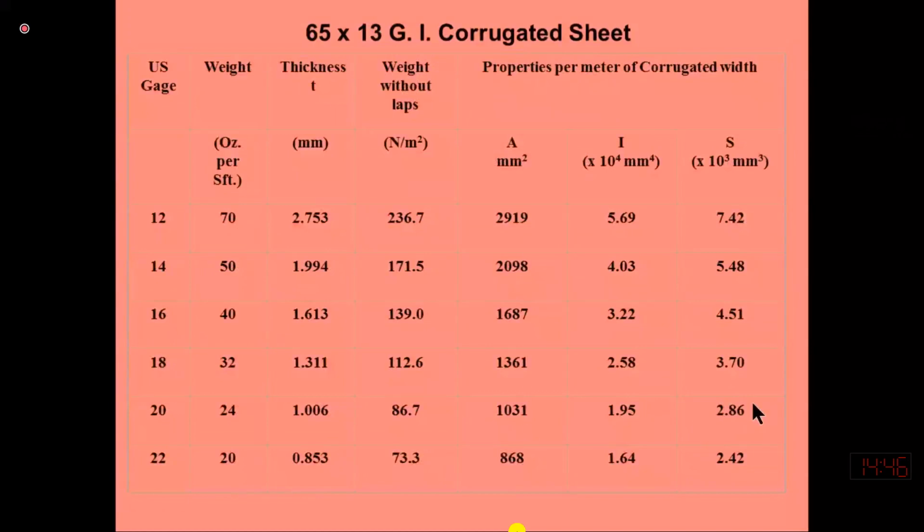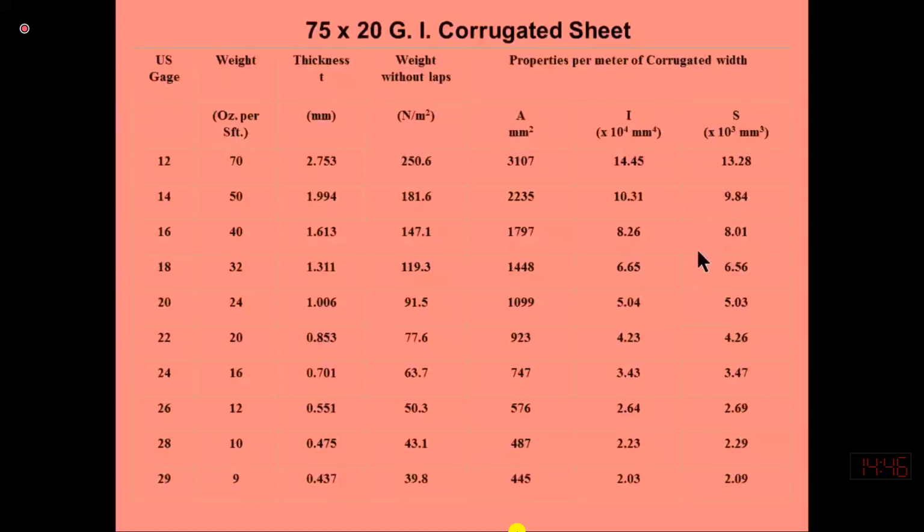So this is the sectional properties table for various GI sheets. We have two tables for section properties, one for the 65 into 13 GI sheet and the second table for the 75 into 20 GI sheet, where the geometric properties are provided for various gauge values.